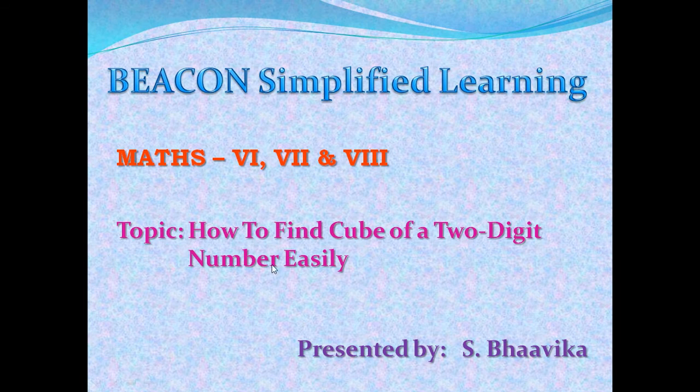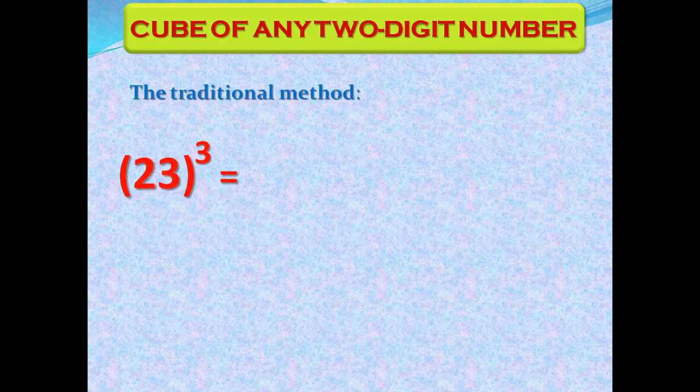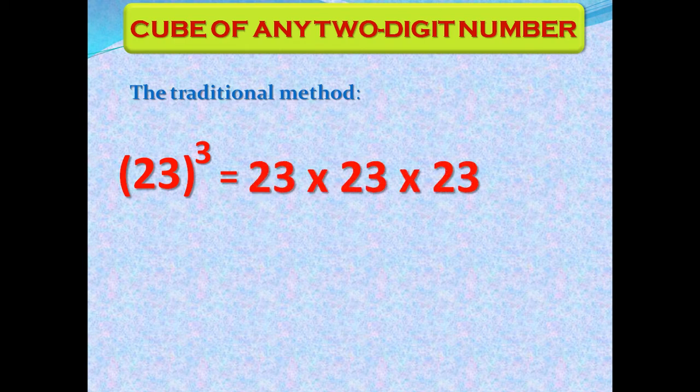Okay, before we start, I would like to give you a quick view of the traditional method used to find the cube of two-digit numbers. Say for example, we take 23. So you used to do 23 into 23 into 23 and find the cube, and you would get some answer.